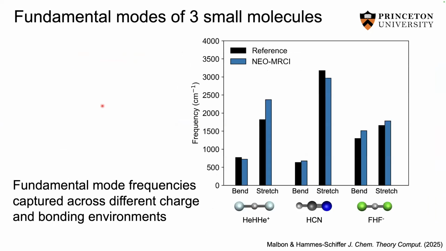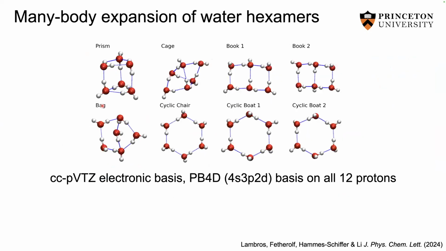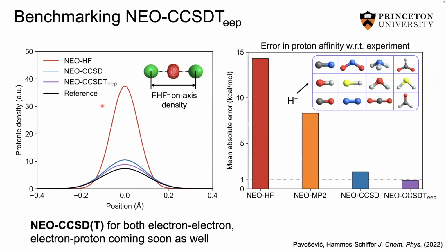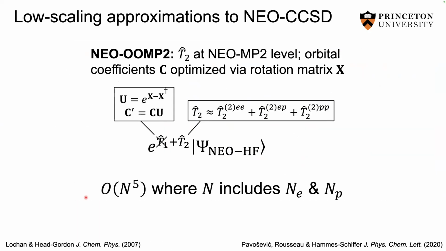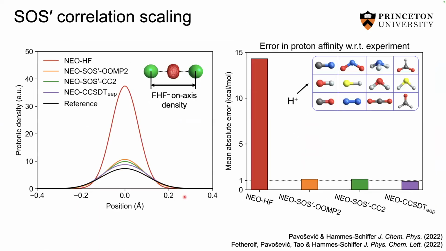So if I go back to this. So it was fit on the density. Oh, I went too far. For FHF minus and I think HCN. And so then these results for the proton affinity, it wasn't fit at all for energetics. And it just worked well, even just matching the proton delocalization.